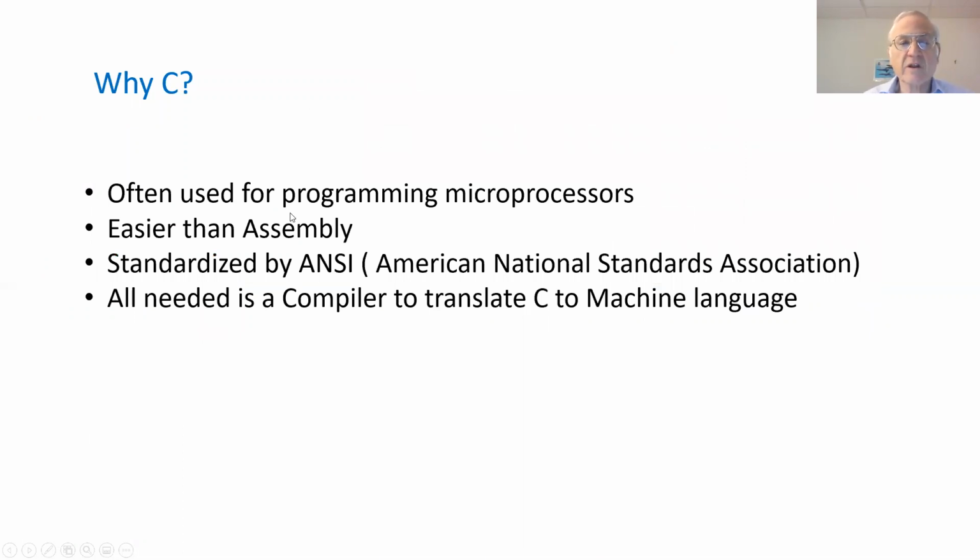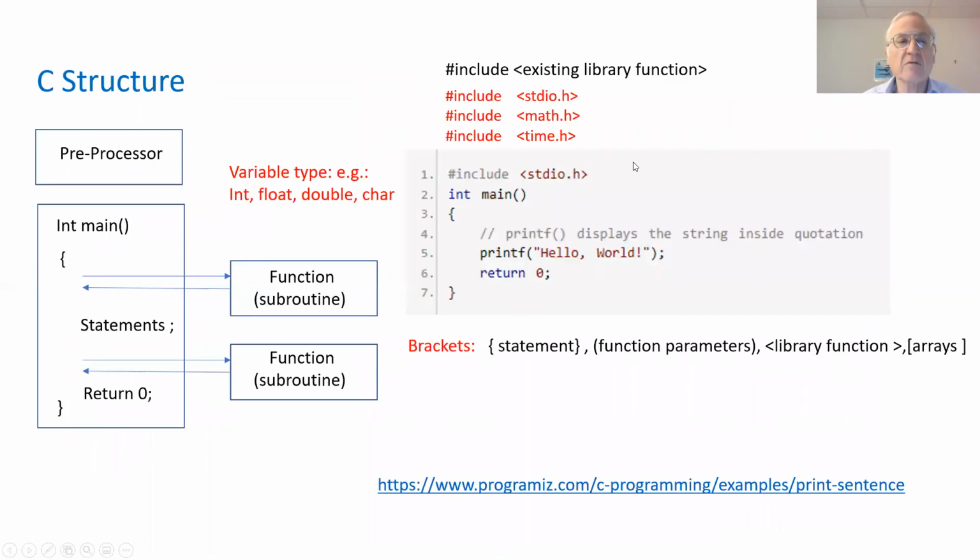Why do we use C? It is often used in programming microprocessors. It is easier than assembly language. It's standardized by ANSI. And all we need is a compiler to translate it to machine language.